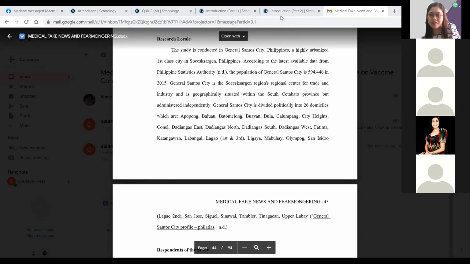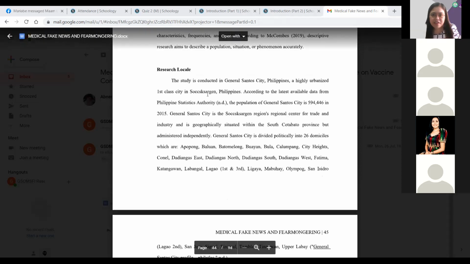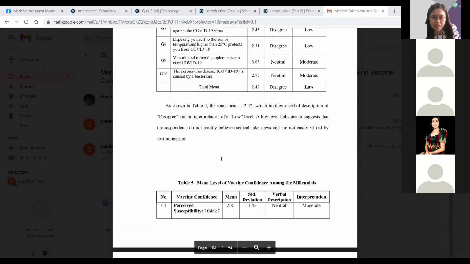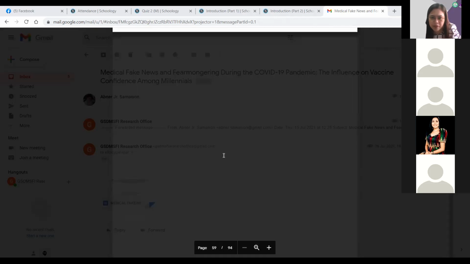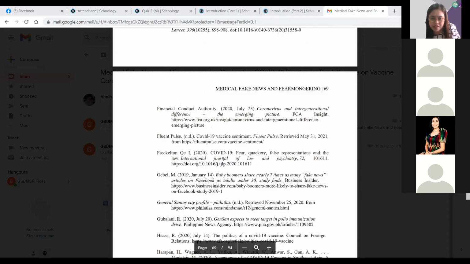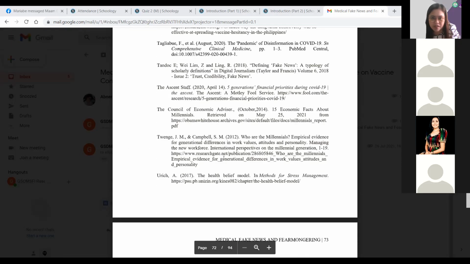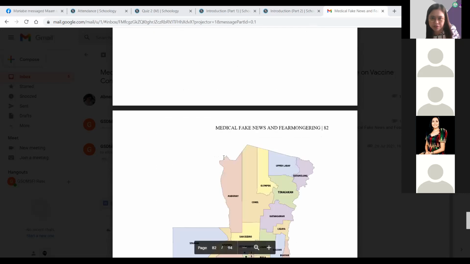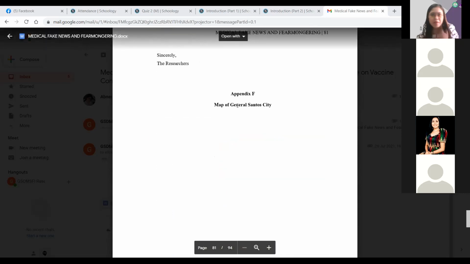Okay, questions so far? By the way, aside from the research locale part, let's look at their appendices. I think they provided the map here. Pero sa appendices na siya ibutang ha, dili siya dito under sa research locale. Pangitaa na to kung nagbutang ba sila. Yeah, nagbutang sila, naguba lang format.